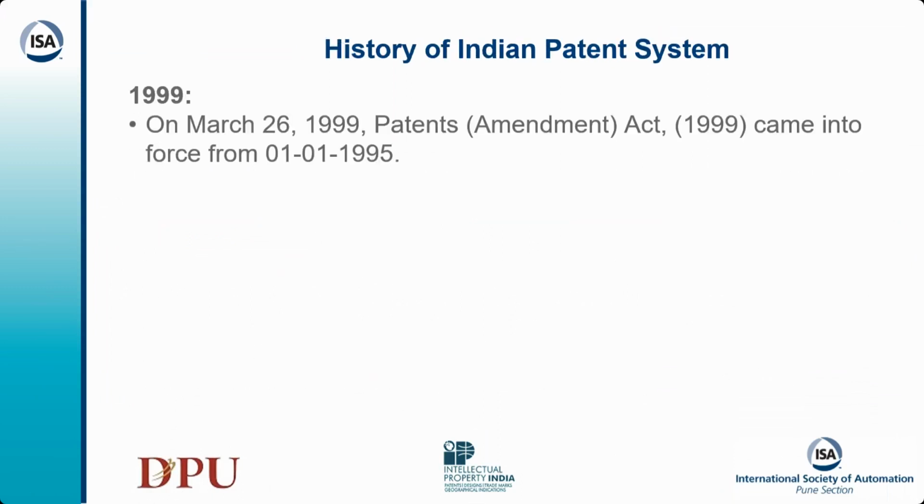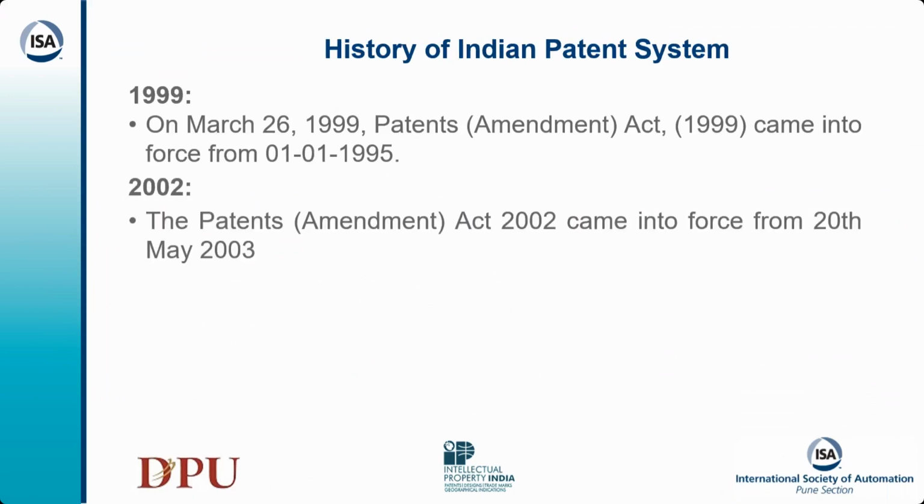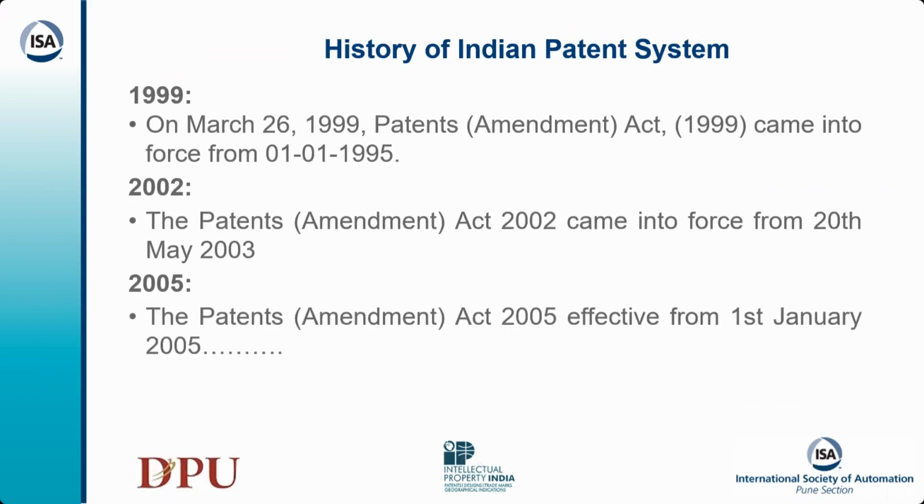1999, the patents, on March 26, came into force from 1/1/95 basically. Then 2002, the Patents Act, again modifications in that act came into force. 2005, the Patents Act 2005 became effective from 1st January 2005. These are the upgradations which are continuously being made from the Patent Office. There are some amendments, and those amendments will come into force year by year. The latest amendments to these rules were made in 2024.